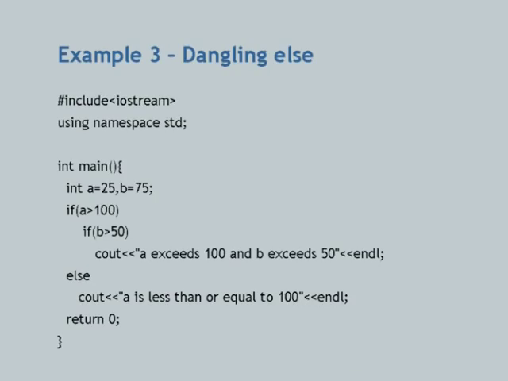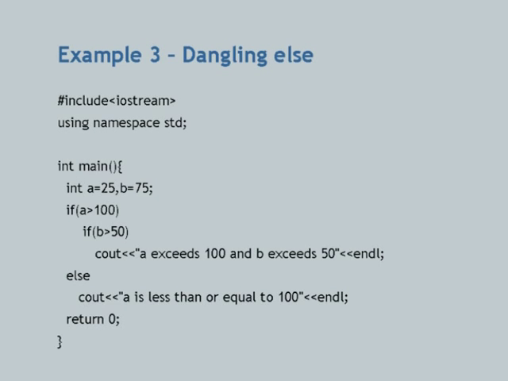What is it doing? It is checking if A is greater than 100. If A is greater than 100, then it is checking if B is greater than 100. And if B is also greater than 100, then it is printing A exceeds 100 and B exceeds 50. On the other hand, if A is not greater than 100, I want to say A is less than or equal to 100. So this else statement is written here. When the compiler looks at this program and executes it, however, what will it produce? It will produce second. Okay.